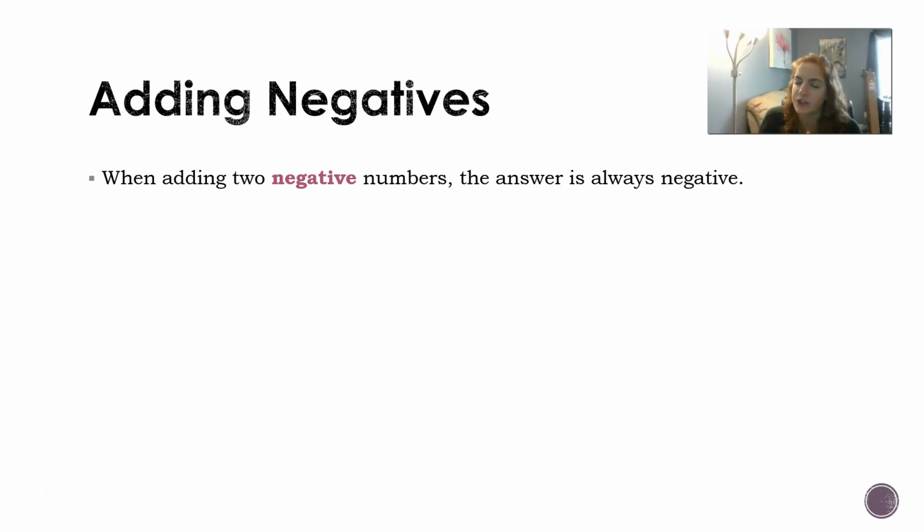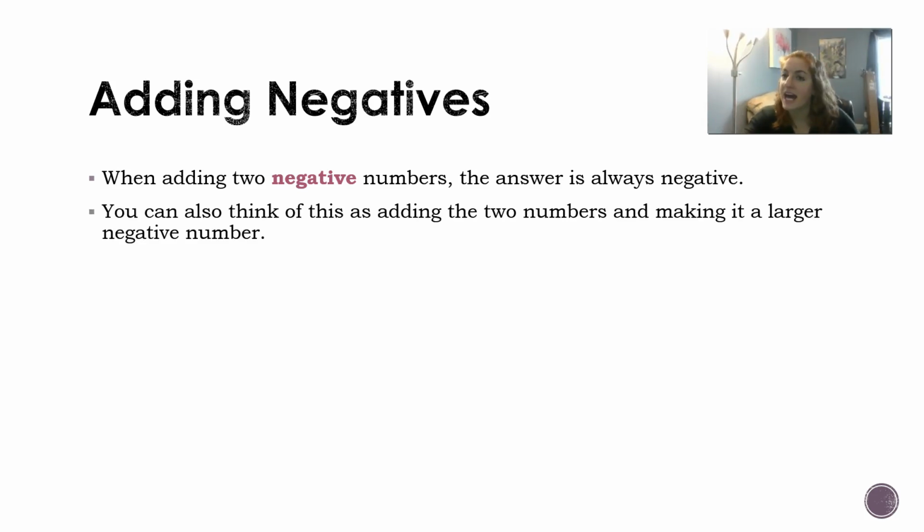So let's try to differentiate that. When you're adding two negatives, think of it as you already owe the bank money and now you're taking out more money, meaning that you're becoming more and more negative, or you're losing more and more money, right? So adding two negatives just means it becomes a larger negative, okay? Adding two negatives becomes a larger negative. You're getting further into debt.